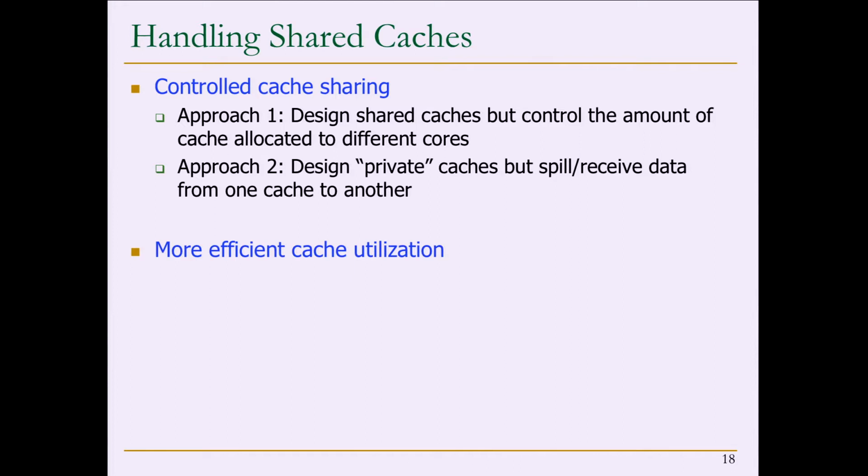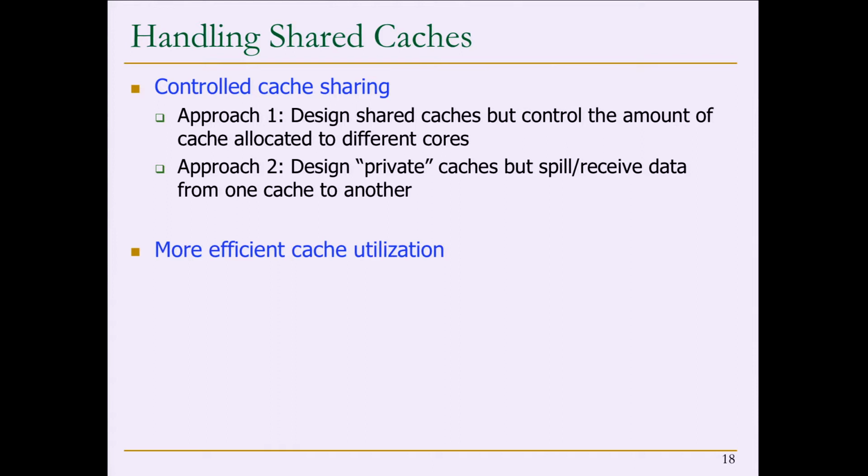The second approach is to start with private caches, but spill or receive data from one cache to another. So these are two ends of the spectrum. You start either with private caches or with shared caches. You make shared caching more controlled, maybe more partitionable, and you move toward this direction. Or when you start with private caches, you make private caches more shared, and you move toward this direction. And they both have advantages and disadvantages. Hopefully, some of those will become clear. And both are actually implemented in today's processors.